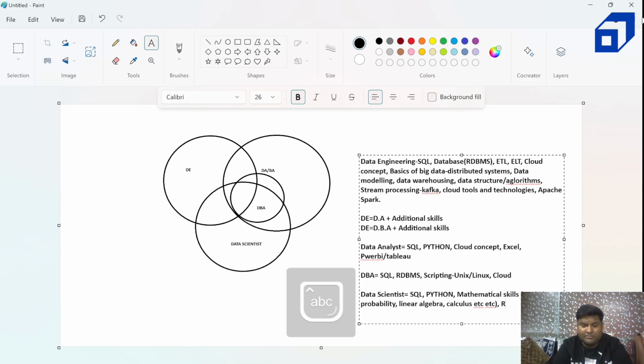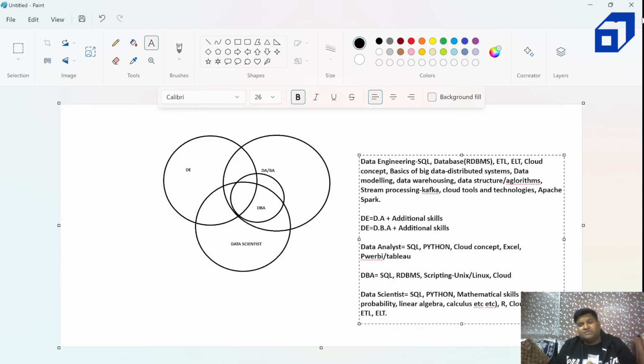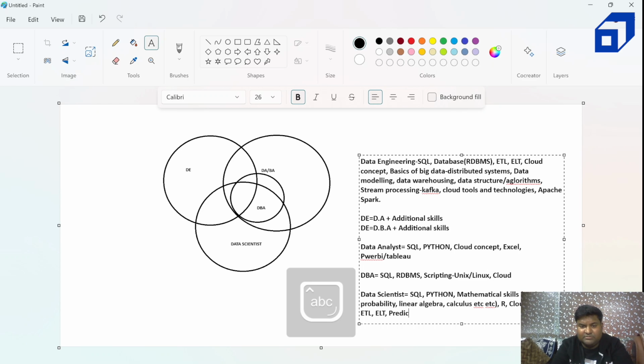They should know R, right? That's the major thing, and cloud concepts obviously, because they are also working on cloud concepts or ETL, ELT. They should also know, right? So if a person from data engineering background, obviously they have more skills. If they can learn this mathematical skills, on top of that, they need to know prediction analysis, modeling, or building models, basically building AI ML models.